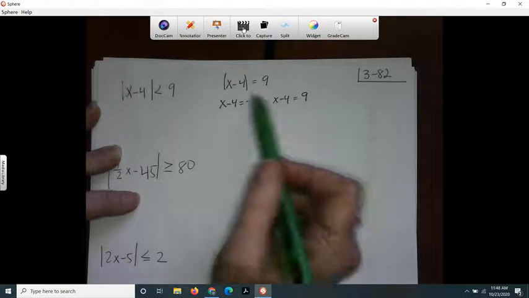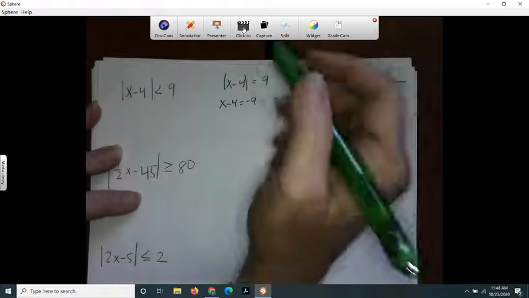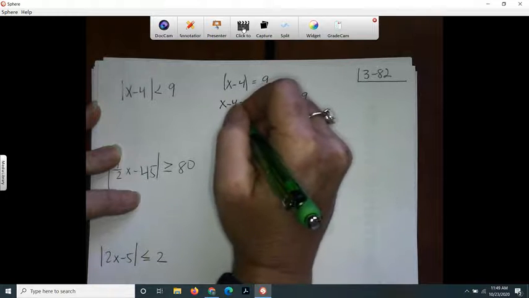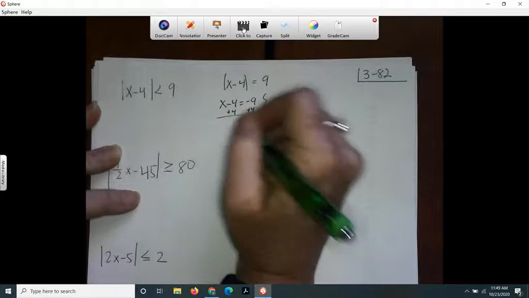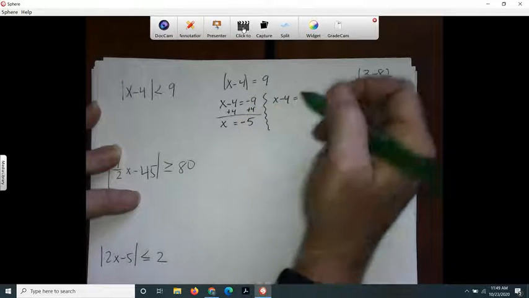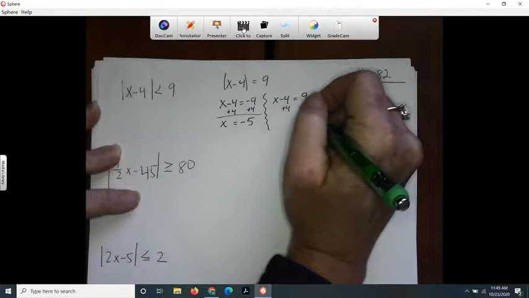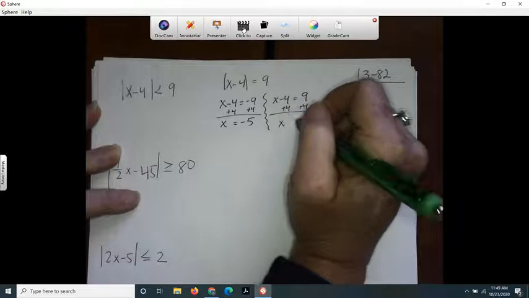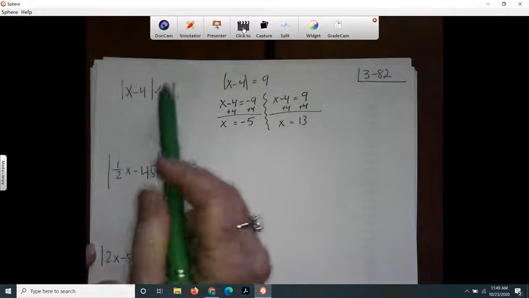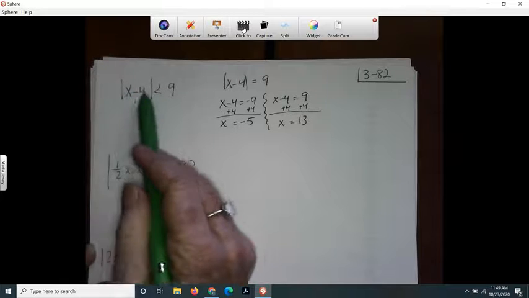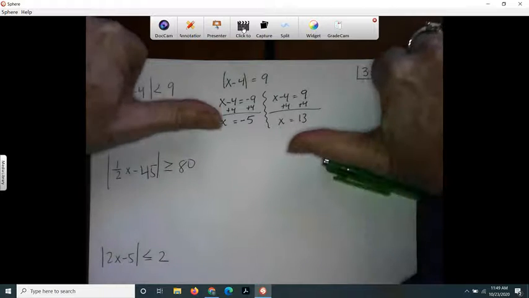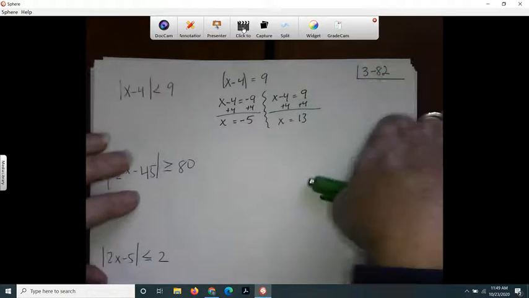Kind of go like this. I'm going to get what they call the split points. So this is negative 5. This is 13. Some of you have noticed that if the absolute value is less than a number, it's going to point toward each other on the number line, and if it's greater than, it's going to point off to the two sides.